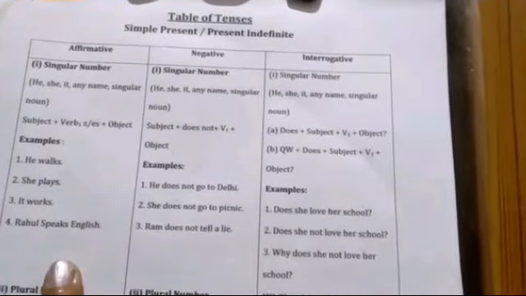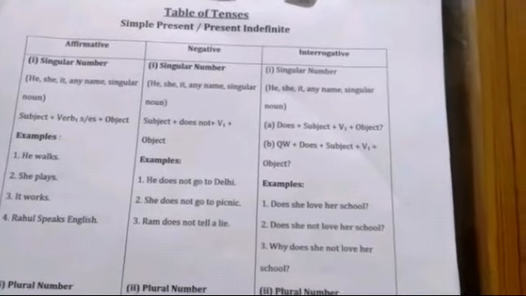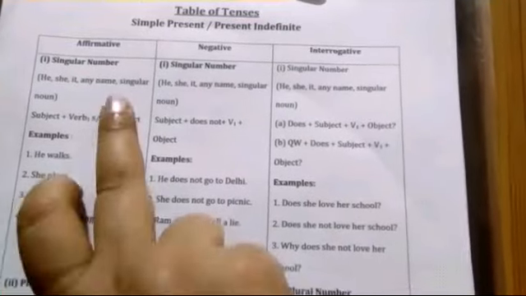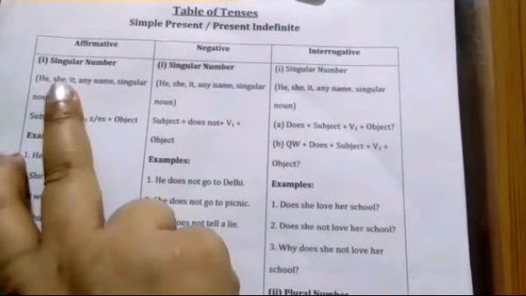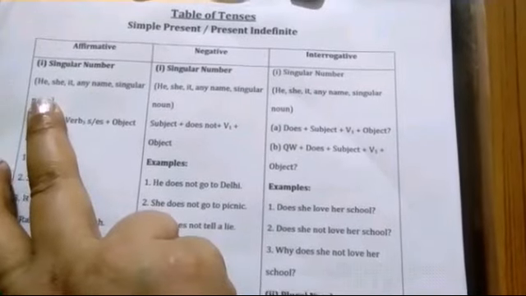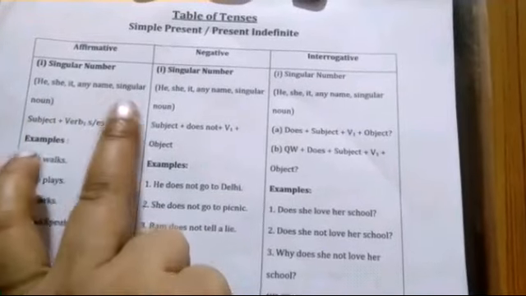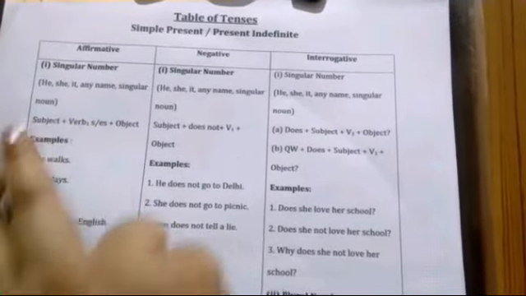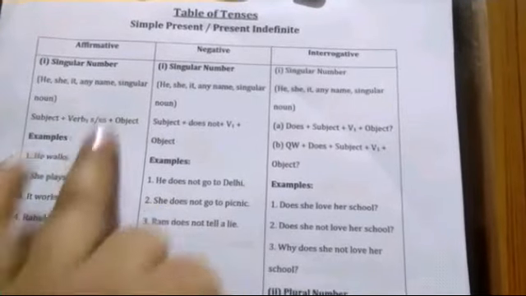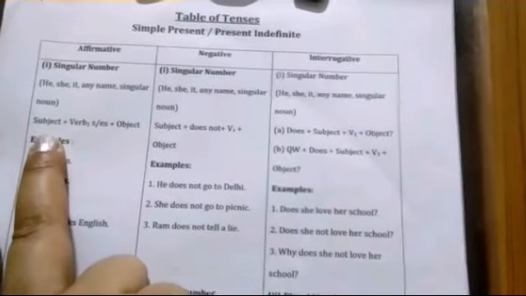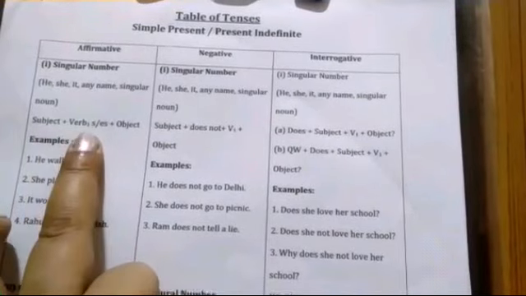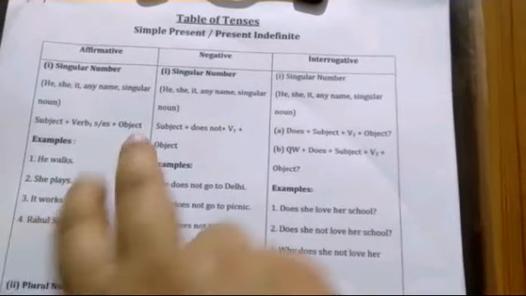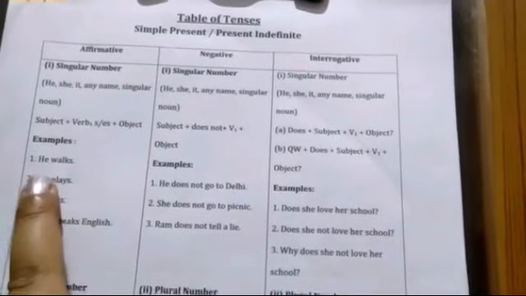So every tense has 3 parts: affirmative, negative and interrogative. So first, affirmative. In affirmative there is a singular number: he, she, it, any name and singular noun. Okay, and this is the formula of the simple present tense: subject plus V first plus S/ES plus object. Okay, and this is the example: he walks.